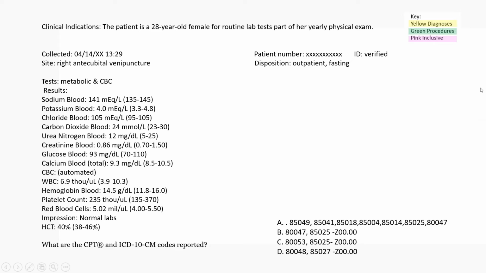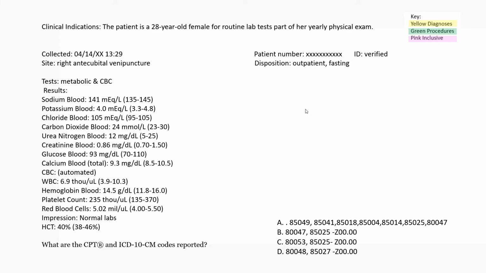All right, coders, what are the CPT and ICD-10-CM codes reported? Answer A: 85049, 85041, 85018, 85004, 85014, 85025, 80047. Answer B: 80047, 85025, Z00.00. Answer C: 80053, 85025, Z00.00. Answer D: 80048, 85027, Z00.00.